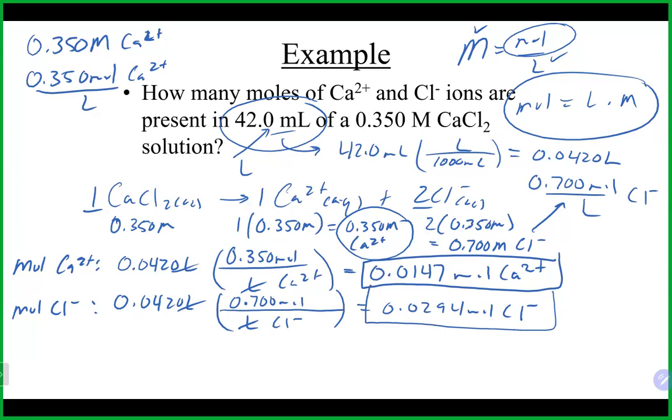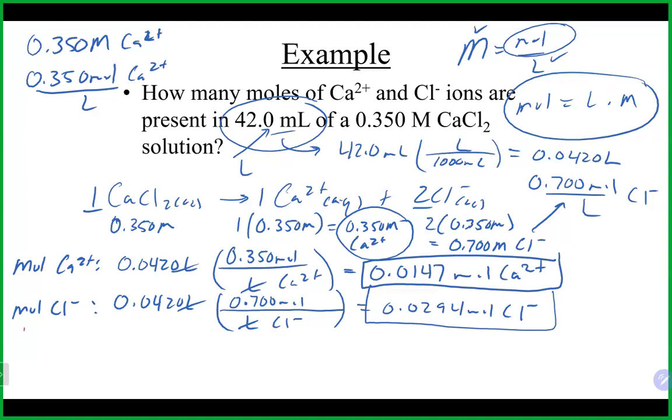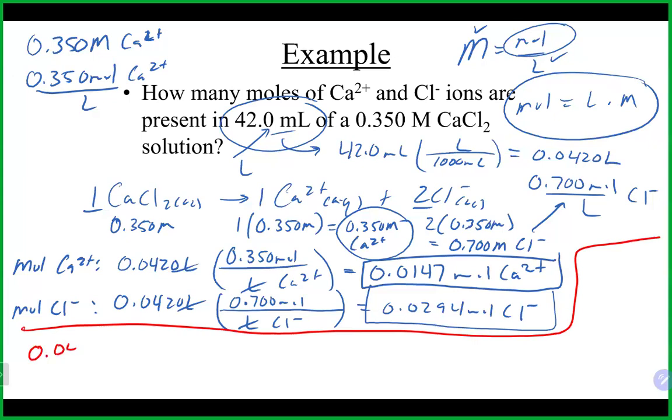Obviously, if I wanted grams of each of those, I could use the molar mass of calcium and chloride and get the grams. Any question on that? Now, the alternative approach that you could have done was this. You could have done it like a normal calculation, which means you could have taken the volume converted to liters like we did, and used the molarity of the entire thing here.